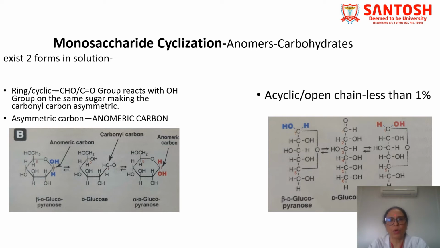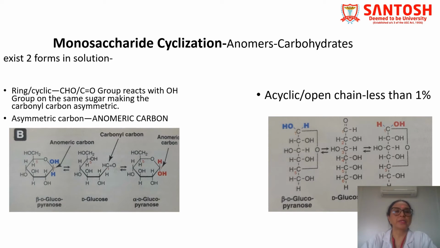Second is the acyclic or open chain, which is less than 1%. As you can see in the two different diagrams, one is showing the ring structure, another is showing the open chain or acyclic structure. In the ring structure, you can see that there is an anomeric carbon. The bond at the anomeric carbon opens and is converted, and you can see the orientation is changed. H comes to the place of OH and OH goes to the place of H.